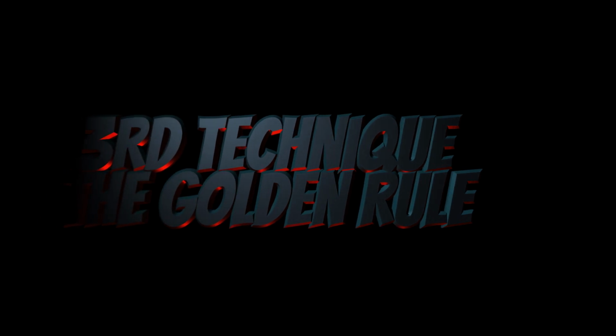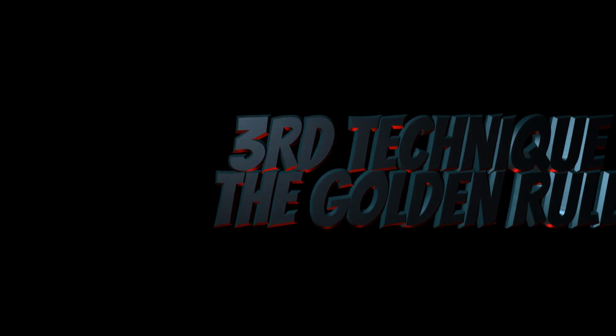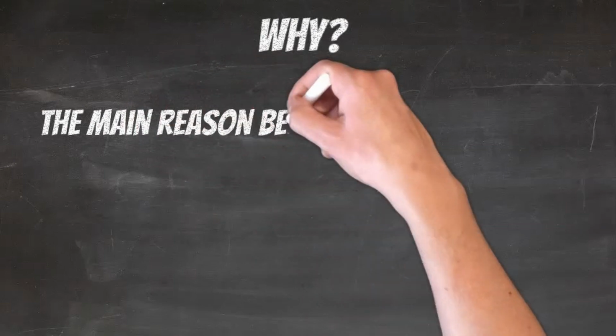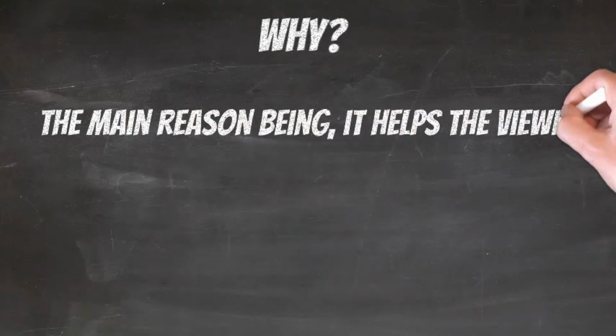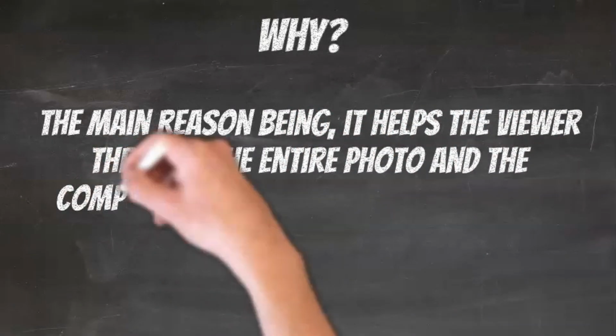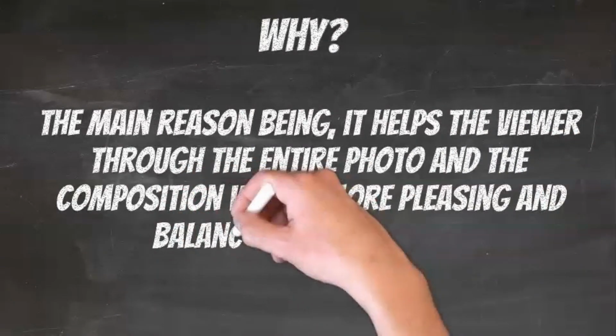In our last technique, we will speak about the golden rule. Now what is a golden rule? It goes by many names: Fibonacci spiral, golden spiral, phi grid, divine proportion or golden mean. Now why do we use it? Well, the main reason being it helps to lead the viewer through the entire photo and the composition will be more pleasing and balanced for a human eye.